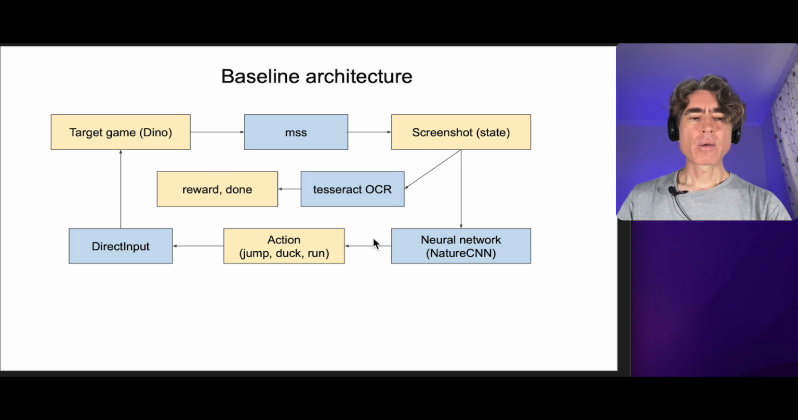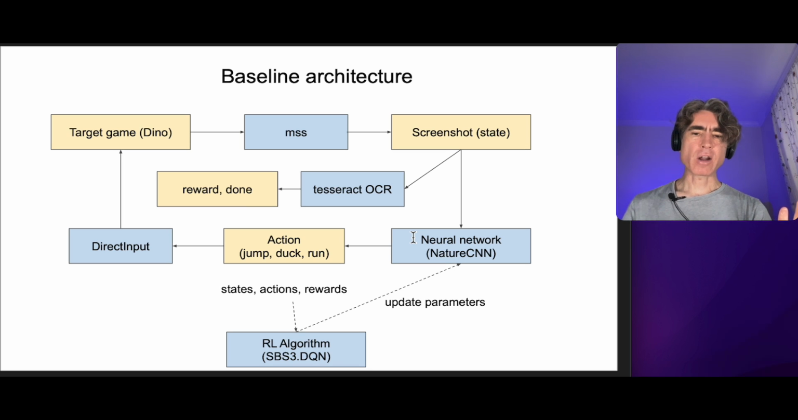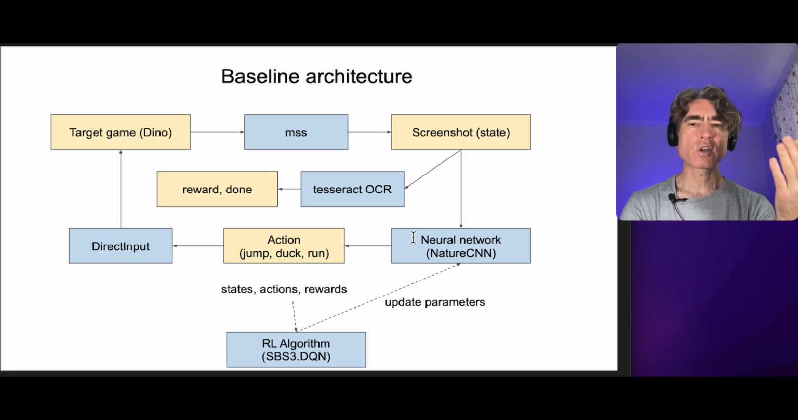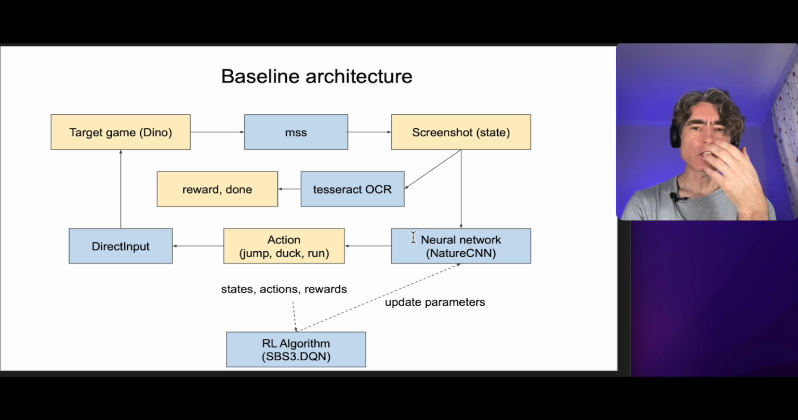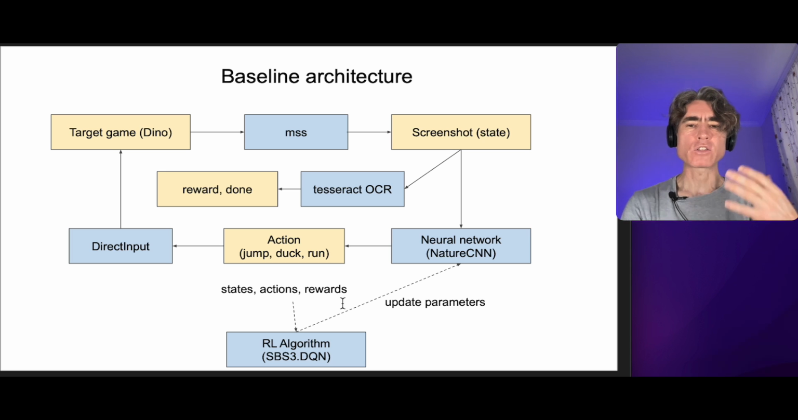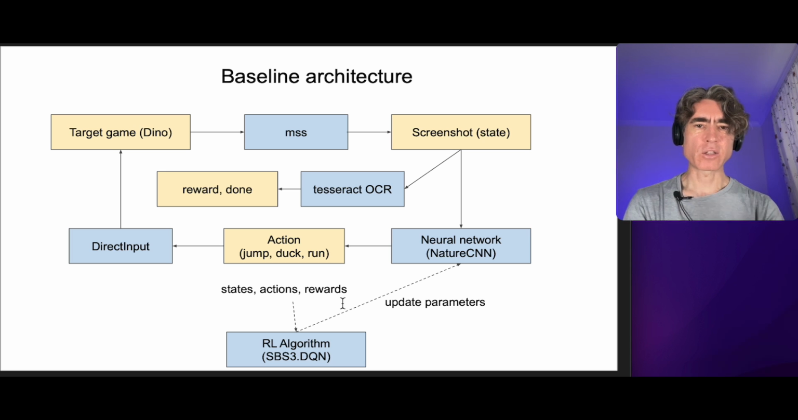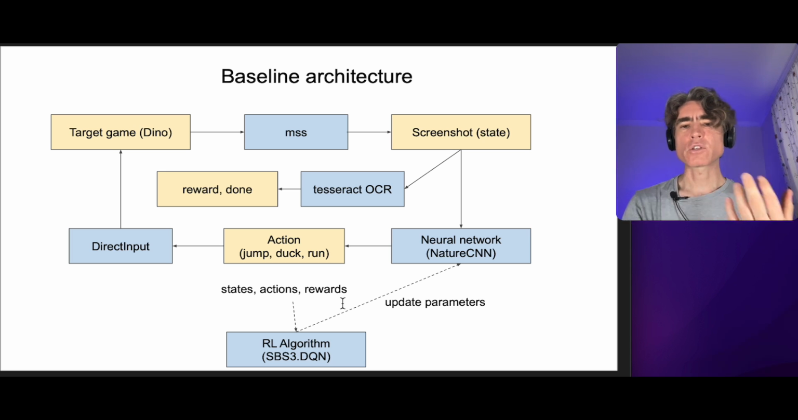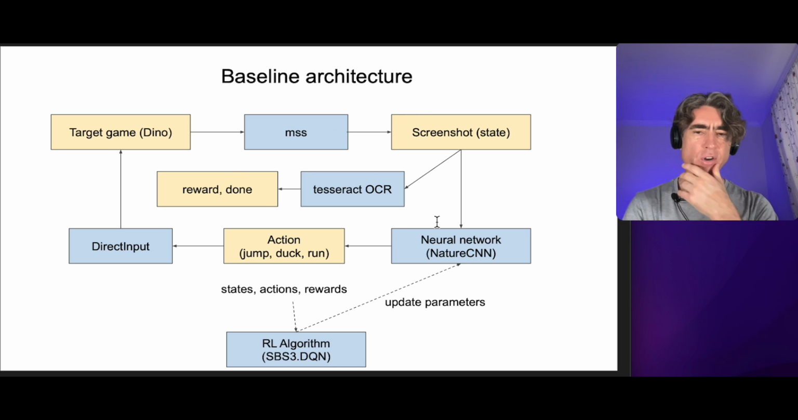So that's it. But of course, we've got another thing over the top of this, which is the RL algorithm. Nicholas is using the Stable Baselines 3 implementation of deep Q networks, DQN. What that's going to do is update the parameters of the neural network. How it's going to do that is it's going to take in the states, the actions, and the rewards, and then based on its algorithm, it's going to update the Nature CNN. It's also going to control when we take a step in the environment and so on.